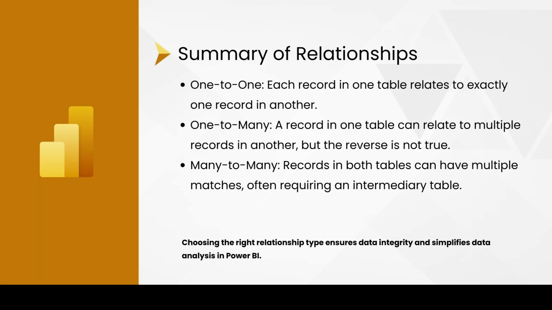To wrap it up, here is a quick summary of the three types of relationships. One to one: each record in one table is linked to exactly one record in another table. One to many: a single record in one table connects to multiple records in another table, but each of these records only points back to one record. Many to many: records in both tables can have multiple matches. Choosing the right relationship type helps maintain data integrity and makes our data analysis much more straightforward in Power BI. Building and managing these relationships properly is key to creating robust and meaningful data models in Power BI.